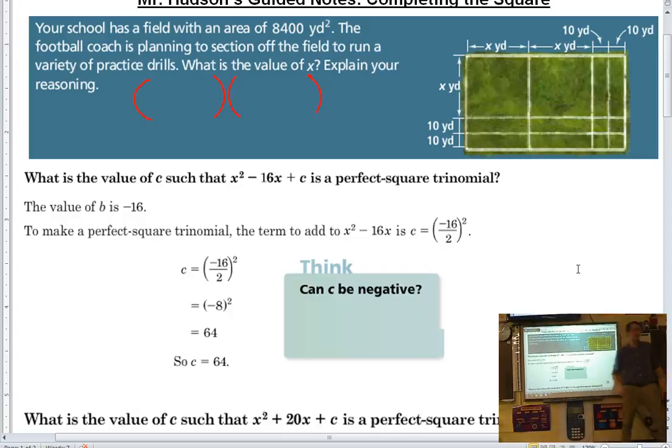What are our length and our width? One of them is X plus 20, if we call this the width. X plus 20, if we want to be nice and write the variable first. And then we have 2x plus 20. And we know that equals 8,400.